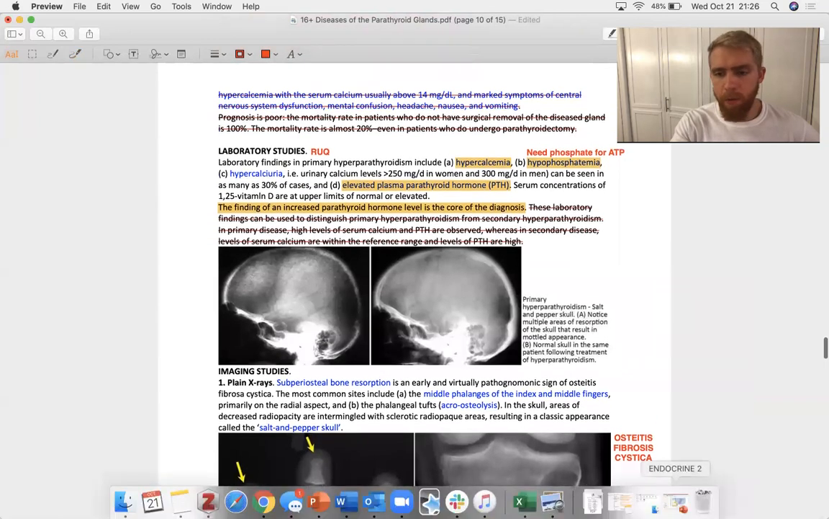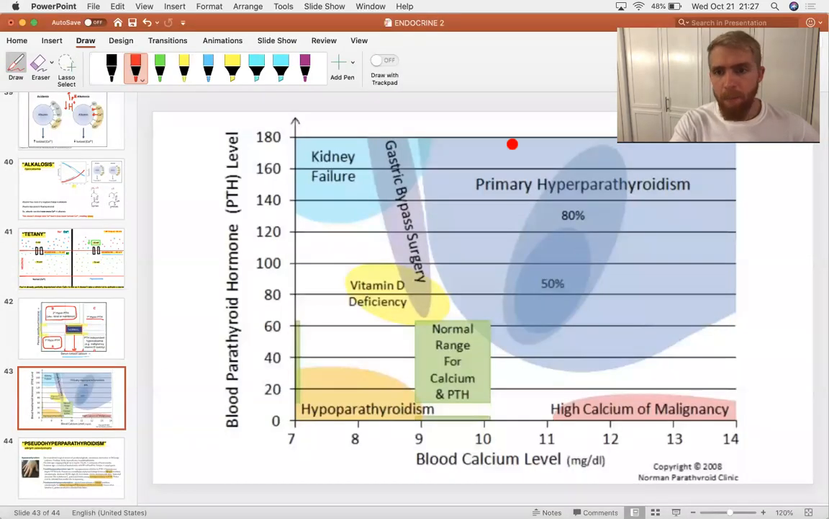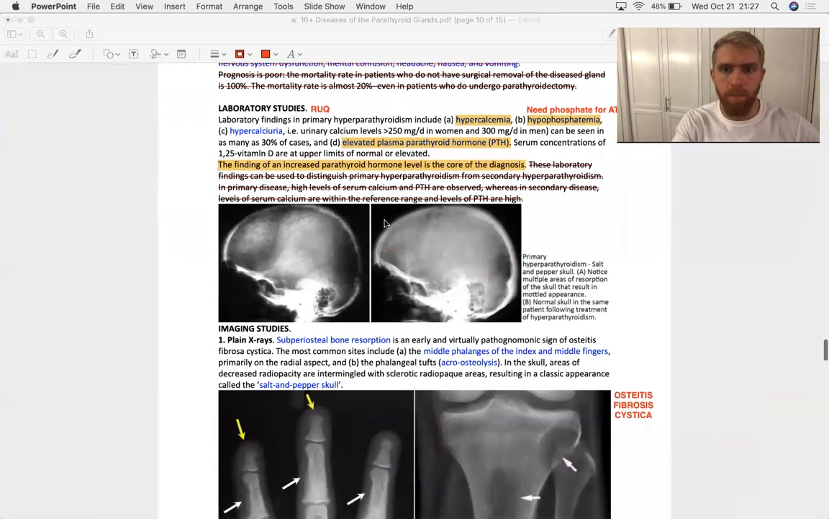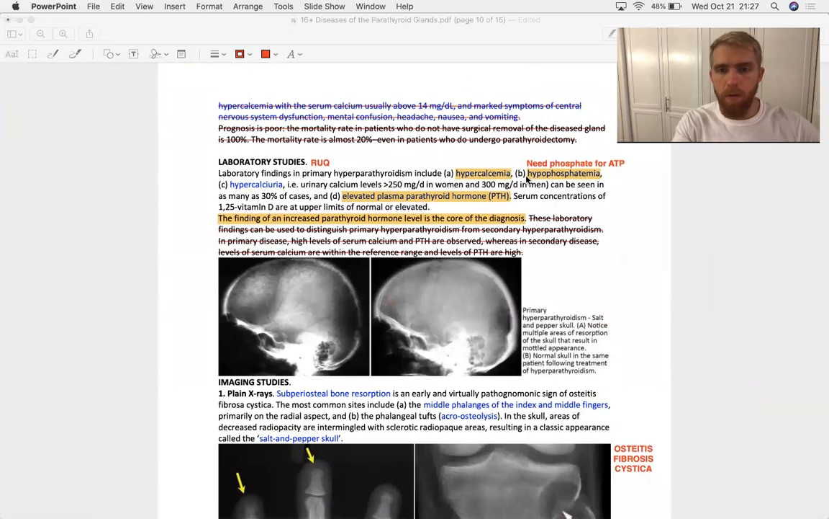Lab studies, remember this graph that we're looking at. Hyperparathyroidism is going to be in our right upper quadrant over here with high calcium and high PTH. Because calcium's high, phosphate goes low. That's pretty bad because you need phosphate for adenosine triphosphate. You need 3 of them actually. And so you do use a lot of phosphate on a regular basis. So that hypophosphatemia leads to really quick lethargy and fatigue.